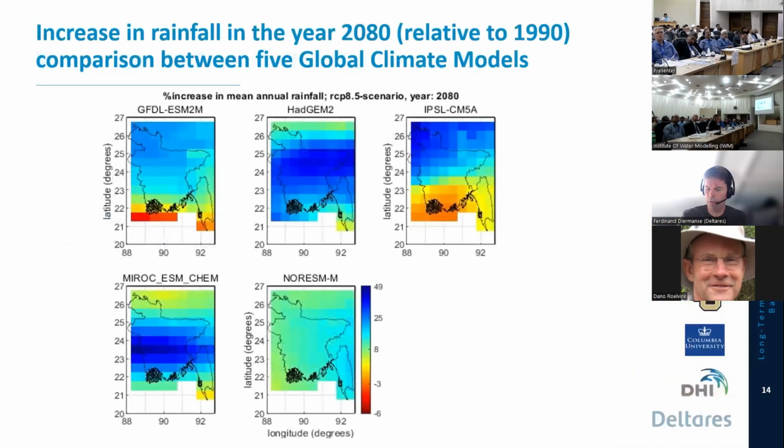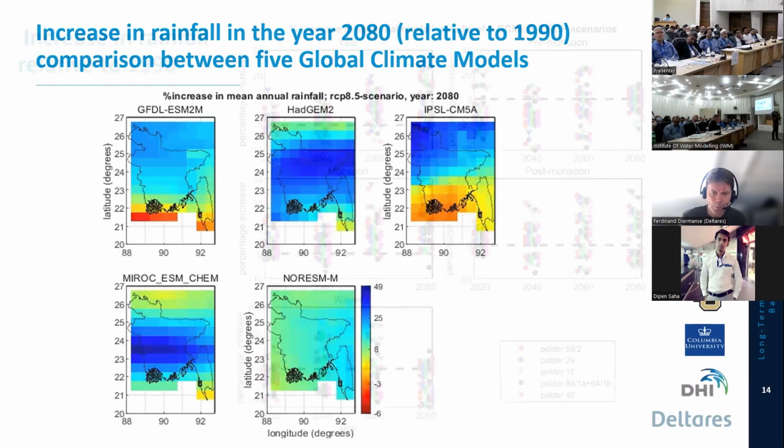Now, what is very obvious when we compare those models is that the differences in projections between those models are very substantial. And this is just an example. For the year 2018, we compare the 5 different models, and you see the numbers and the patterns are very different. Some project increases at locations where other models project decreases, and vice versa. So this is really an illustration of the large uncertainty that we are dealing with.